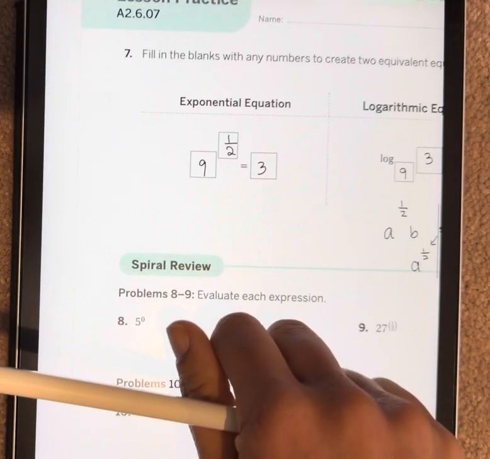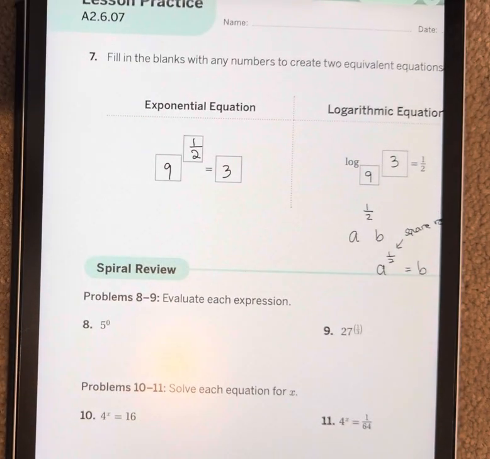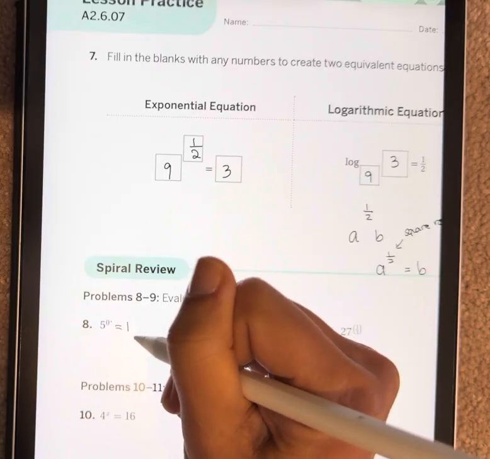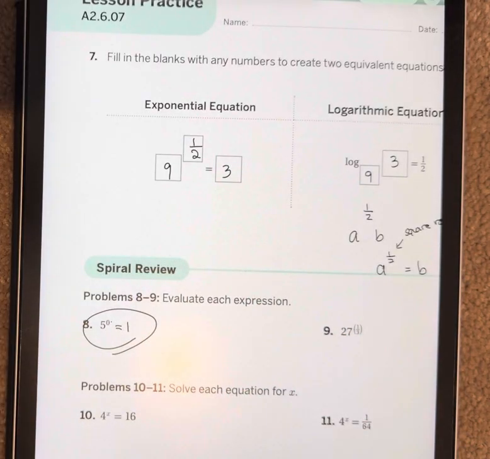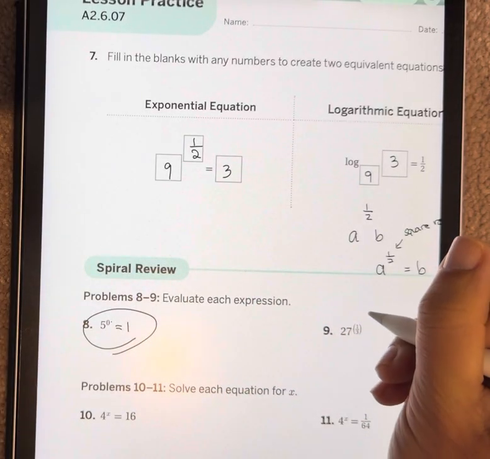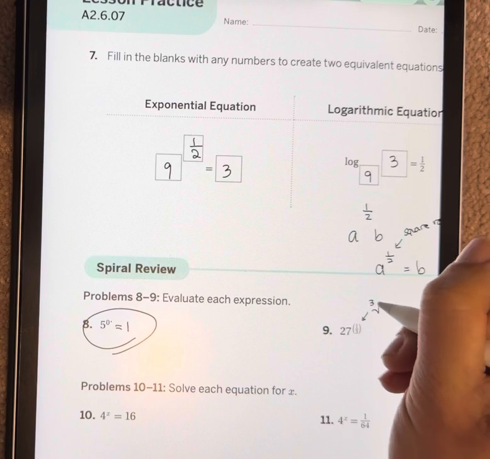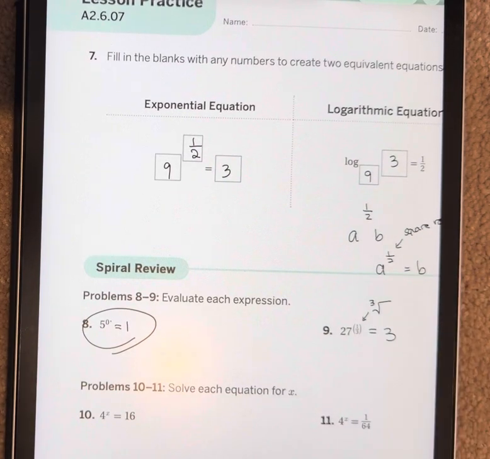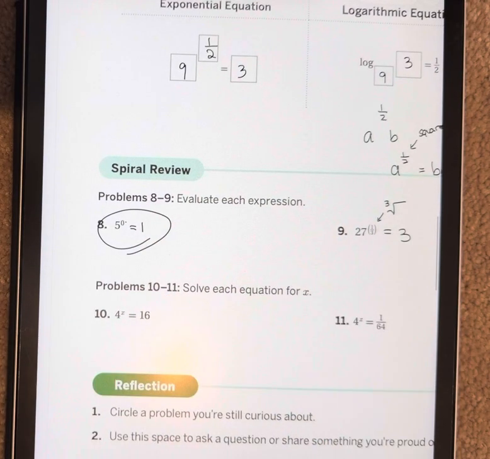Okay, let's keep it going. Spiral Review wants us to remember some stuff, okay? They want us to remember that anything to the 0 power is 1. They want us to remember that a 1/3 exponent is a cube root. So the cube root of 27 is 3. Then they want us to solve these equations for x.